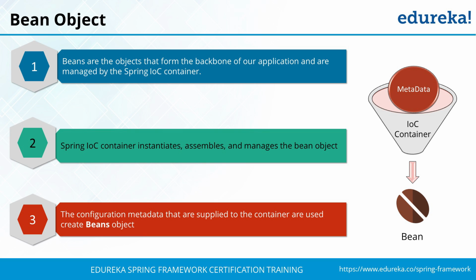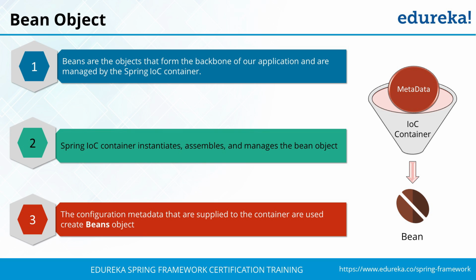So guys, a bean is nothing. It's a Java object more or less, right? So they are the objects which form the backbone of our application. Why do we need objects? We need objects to contain data. And these objects within the Spring framework are managed by the Spring IoC container itself, right? Further, the Spring IoC container will be the one who will be responsible to instantiate, assemble, or manage the life cycle of your entire bean object.